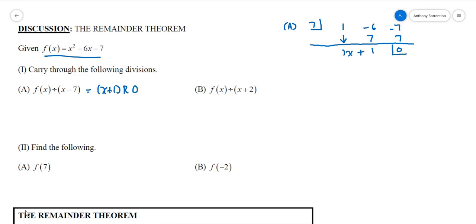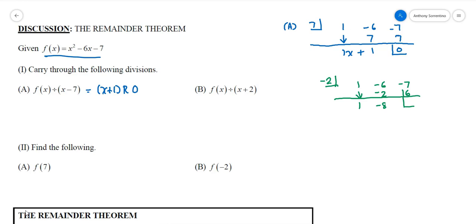When I do b and do f of x divided by x plus 2, I'm still going to have the 1, the negative 6, and the negative 7. Since x plus 2 is the factor, the 0 that would result from that is a negative 2. And so if I carry this through, bring down the 1, multiply by negative 2, I get negative 2. Add those together, I get a negative 8. Multiply that by negative 2, I get a 16.